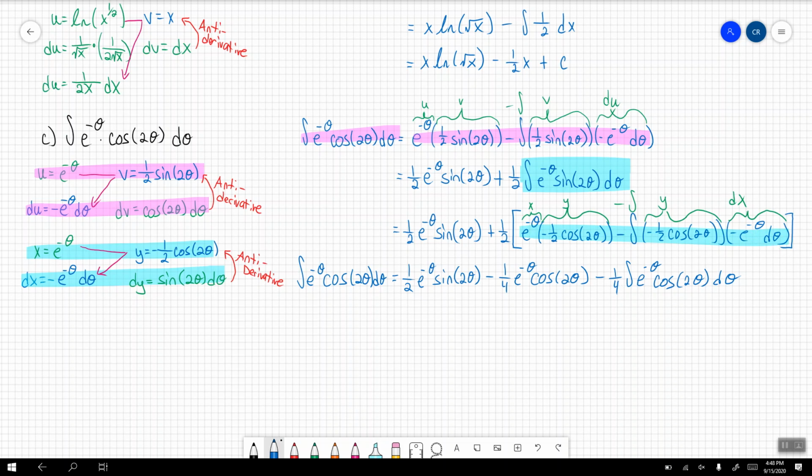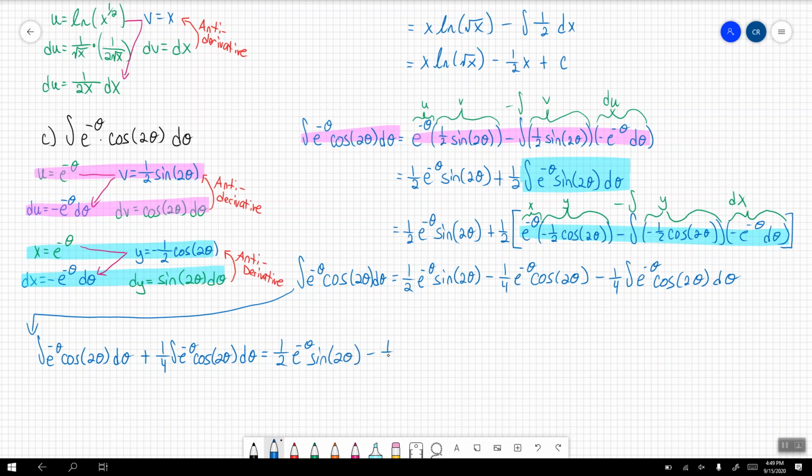Okay, so let's keep going. Let's get all of the like integrals on one side. So if I get all of the like integrals on one side, and I'm going to move this down here, I now have the integral of e to the negative theta multiplied by cosine of 2 theta d theta plus this integral that I'm adding to the other side, which is 1/4 multiplied by the integral of e to the negative theta times cosine of 2 theta d theta, is going to be equal to 1/2 e to the negative theta times sine of 2 theta minus 1/4 e to the power of negative theta times cosine of 2 theta. Just like this.